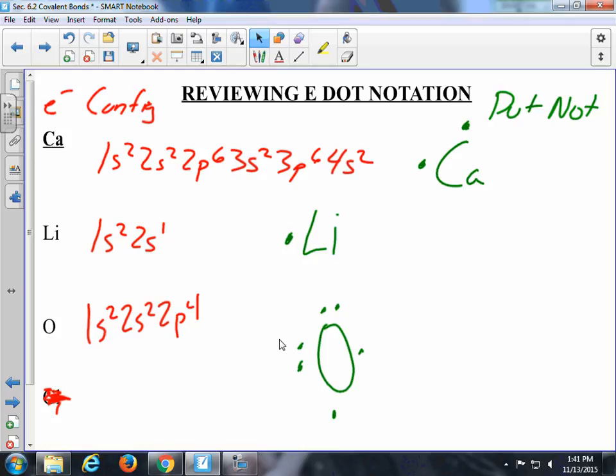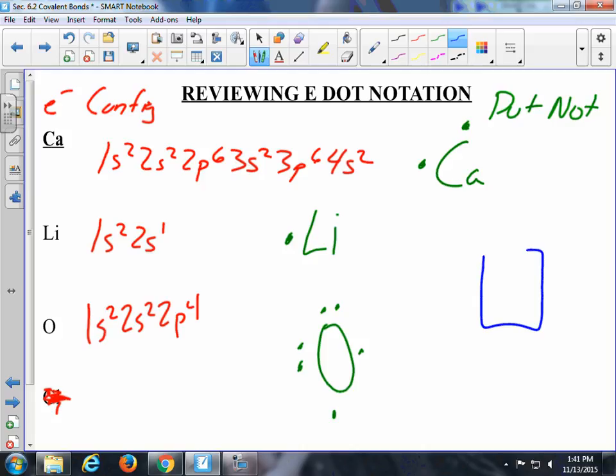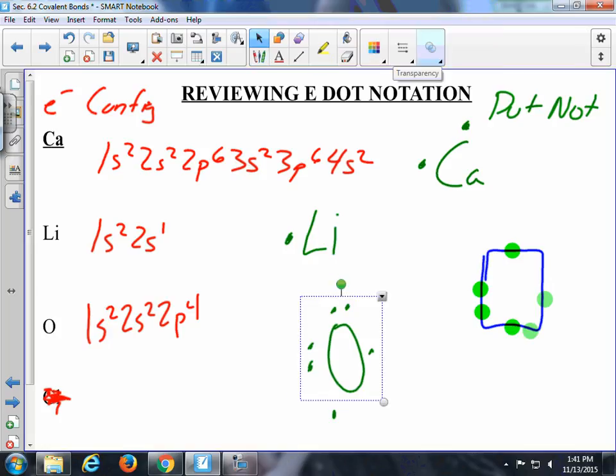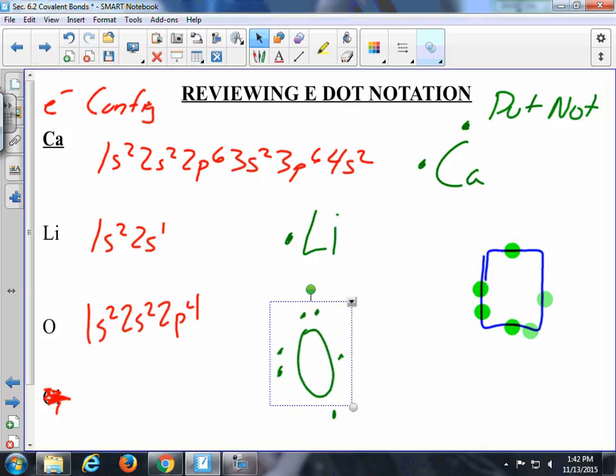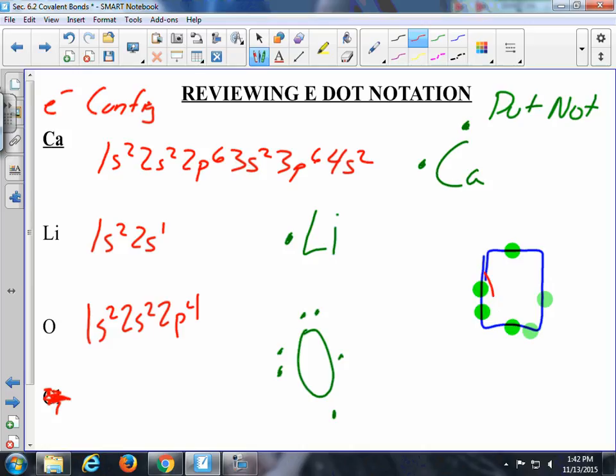Now, one piece of information that's going to be critical is, remember, when you're doing your dots, you're going to pretend there's a square around the outside, and you're going to put a dot on each side before you put a second dot in. Now, oxygen fits this model perfectly. With oxygen, for the vocabulary, I'm going to refer to 2 dots and 1 dot.